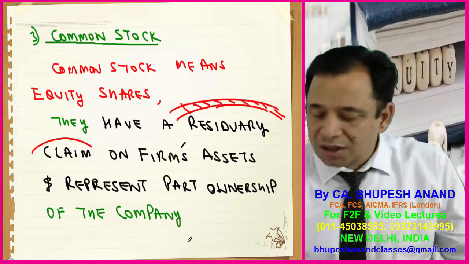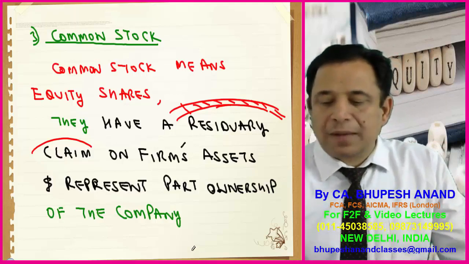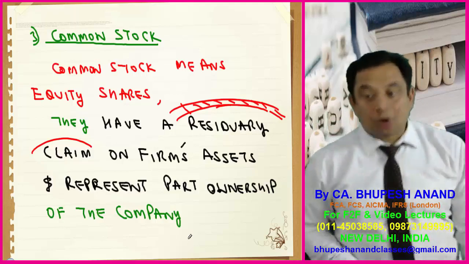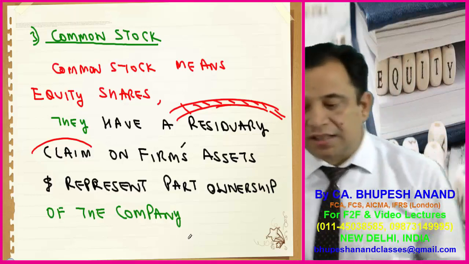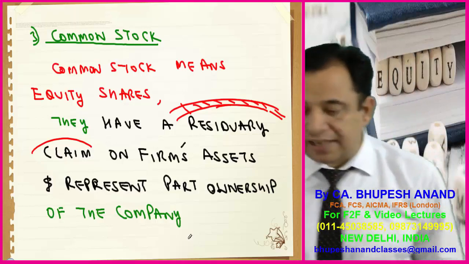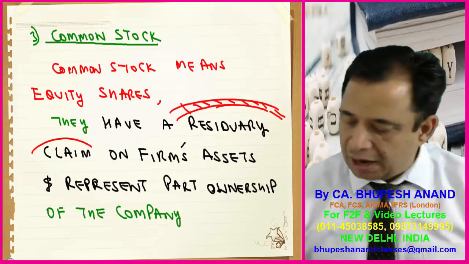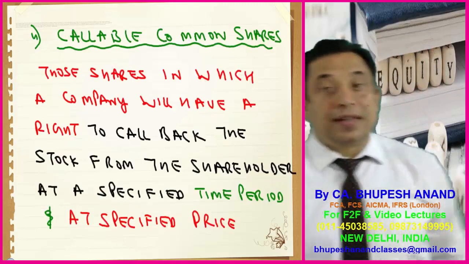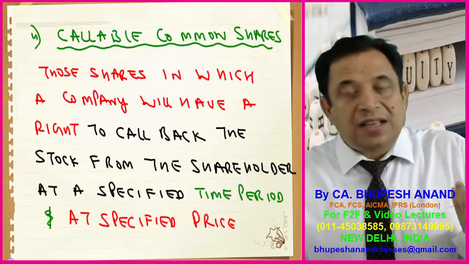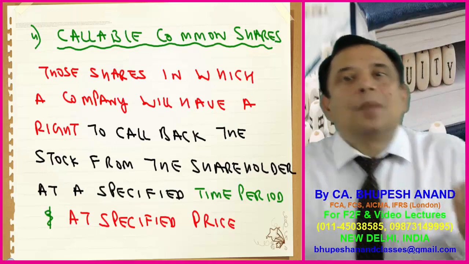and represents part ownership of the company. So common stock means equity shares. They have a residuary claim on the firm's assets and represent part ownership. Now, the next part which I'm going to start with is named as callable common shares.